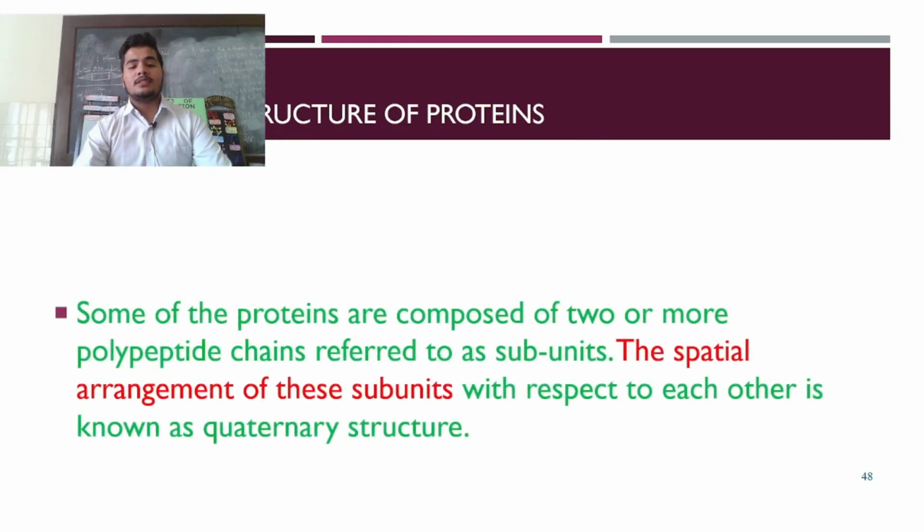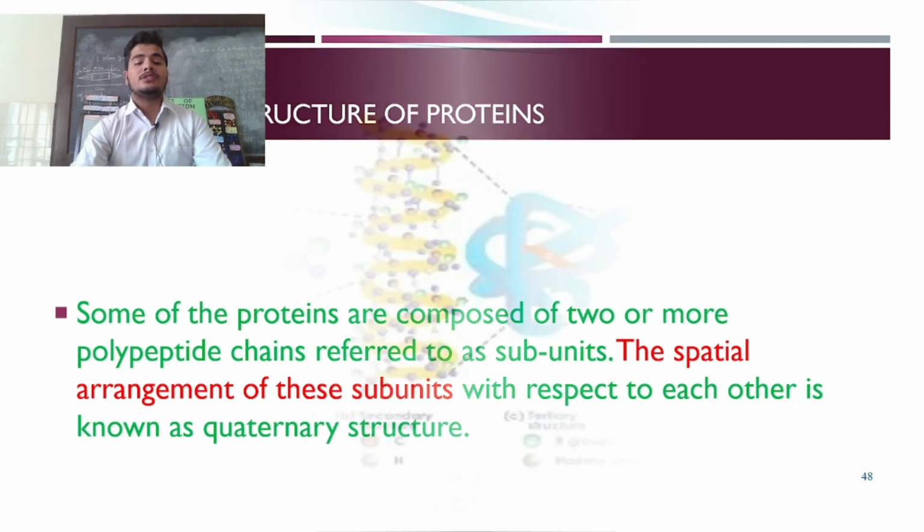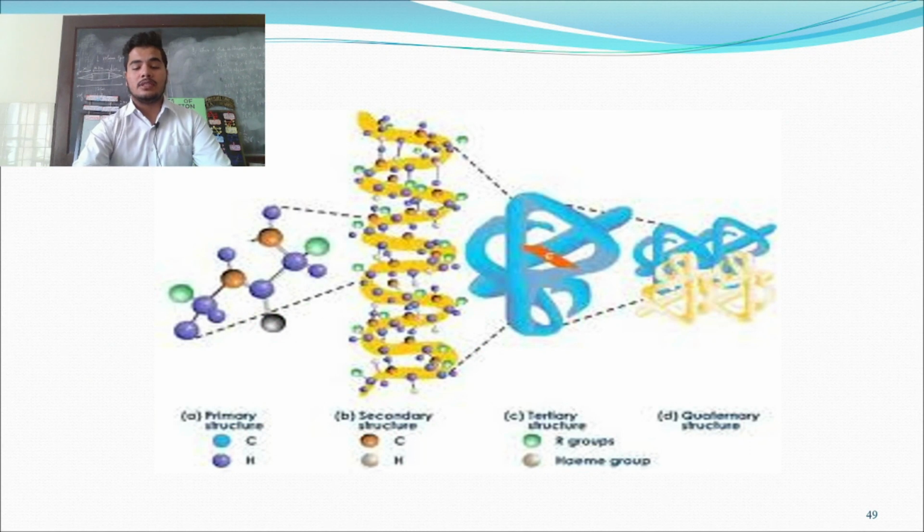Now we will discuss the quaternary structure of proteins. Some of the proteins are composed of 2 or more polypeptide chains, referred to as subunits. The spatial arrangement of these subunits with respect to each other is known as quaternary structure. This is the structure of quaternary.